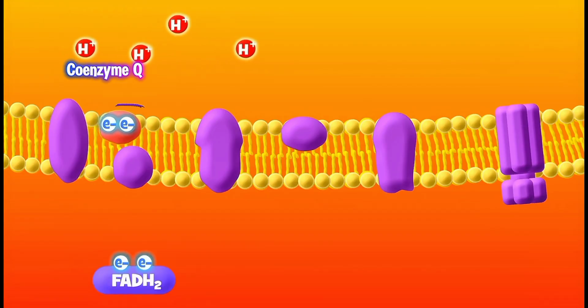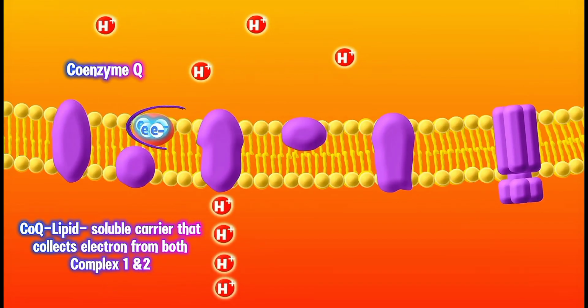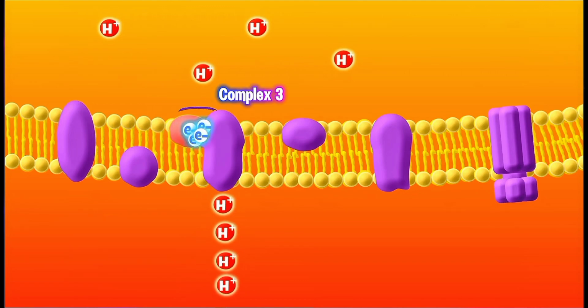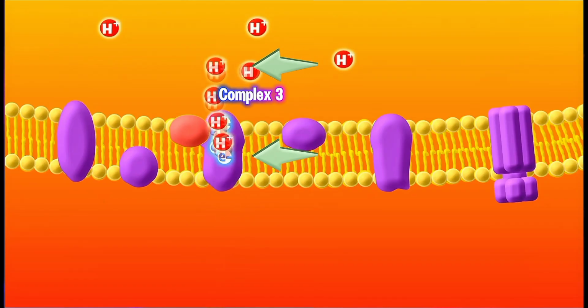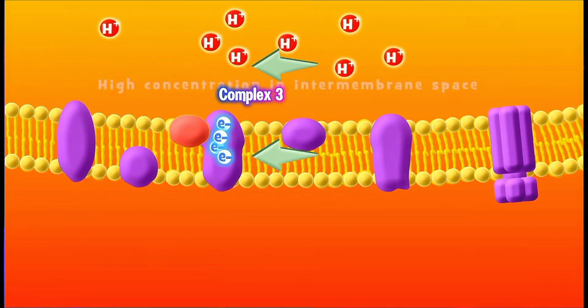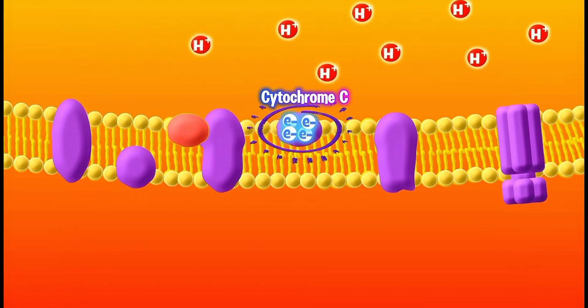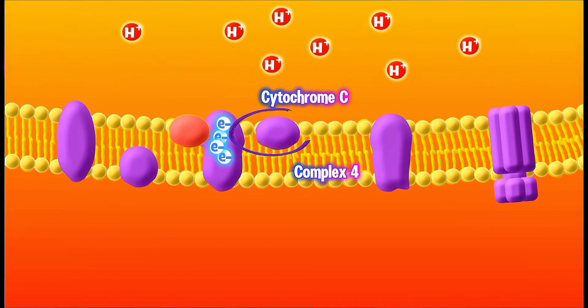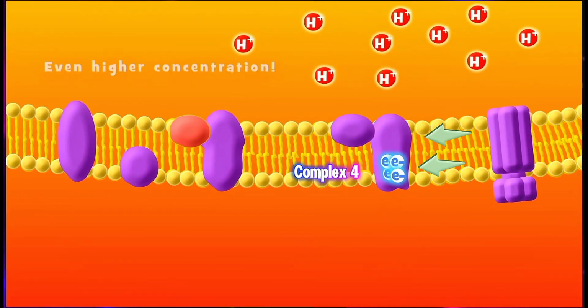After that, the electrons from complex 1 and 2 move to coenzyme Q, which carries them to complex 3. Coenzyme Q is a lipid-soluble carrier that collects electrons from both complex 1 and 2, and shuttles these electrons through the inner membrane to complex 3. Next, at complex 3, more electrons are passed and 4 more protons are pumped out into the intermembrane space. Next, cytochrome c, a small protein that travels across the intermembrane space, carries electrons from complex 3 to complex 4.